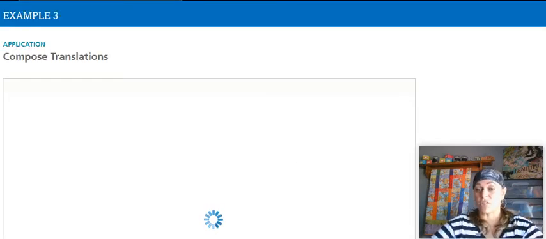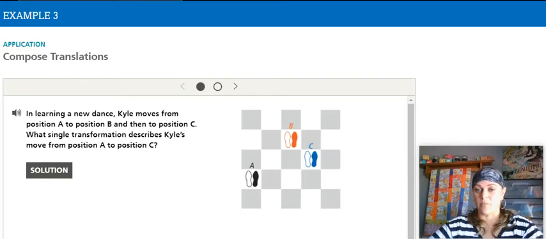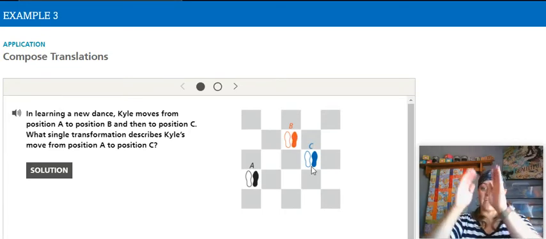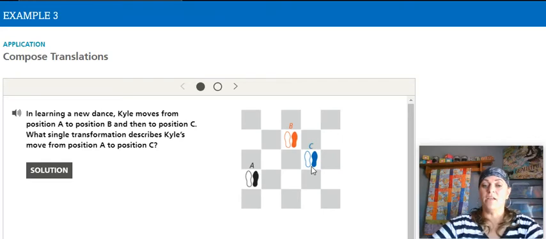So the composition is more than one transformation. So learn how to dance. Kyle moves from position A to B and then C. See how you start with a pre-image and then an image and then another image of that. So that's a composition. So to do this, I want you to just think of this as a graph.